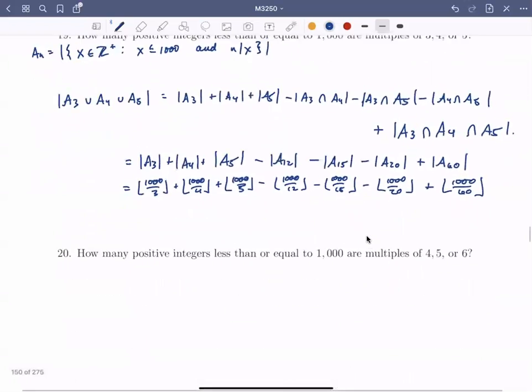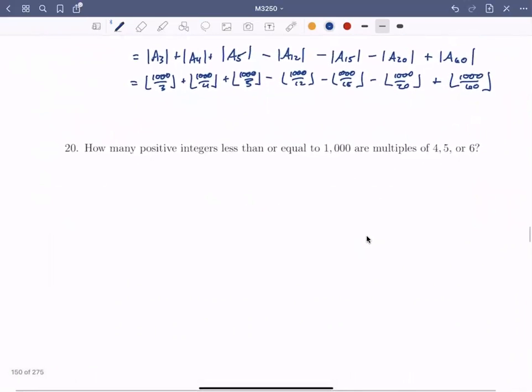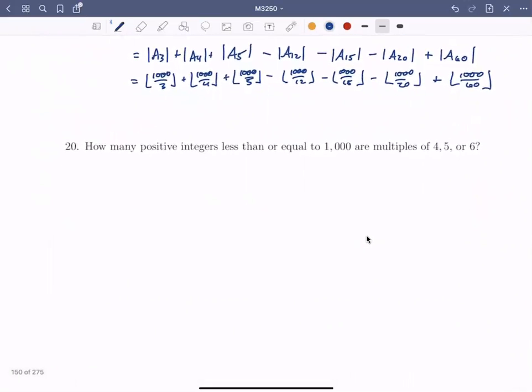I'm going to do a similar exercise here. How many positive integers less than or equal to 1,000 are multiples of 4, 5, or 6? Here, using the same notation as above, we're going to find the cardinality of the union A4 union A5 union A6. That's going to be the sum of the cardinalities of the sets A4, A5, and A6. And then we're going to subtract pairs of intersections, add triples of intersections, and that's where we'll have to stop. So now we're going to subtract A4 intersect A5.